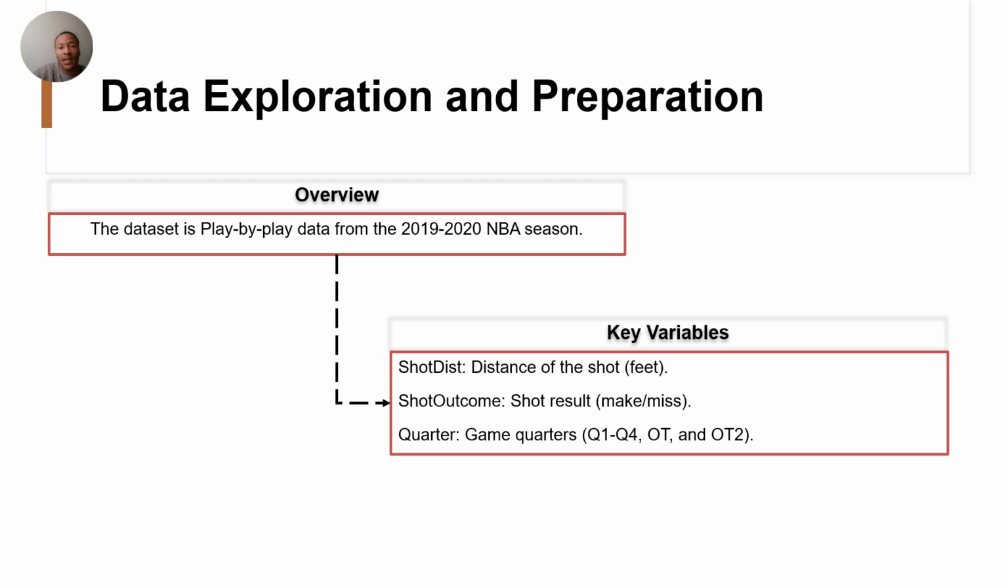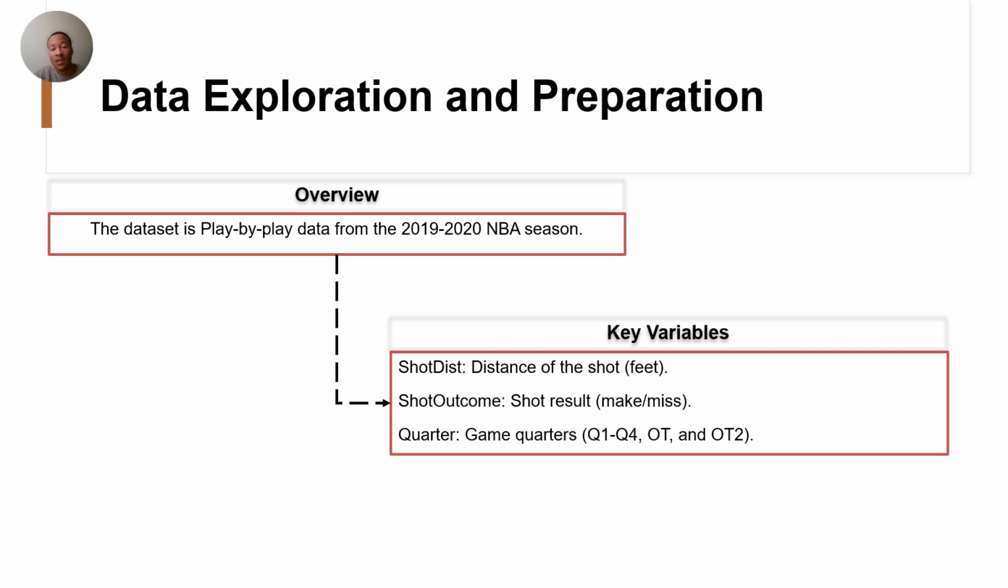So the data set that I'm working with is detailed play-by-play data from the 2019-2020 NBA season. It is a rich source of information to analyze shot outcomes and the game dynamics. So from this data set, I identified three key variables to focus on. So the shot distance, which is shot dist, that's the variable name. This captures how far a player is from the basket when attempting a shot.